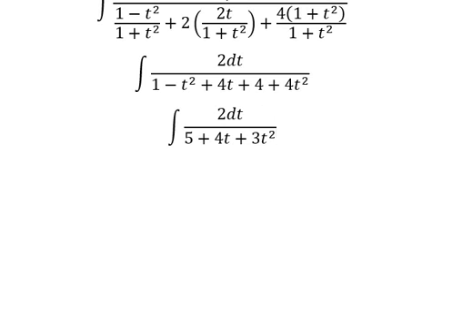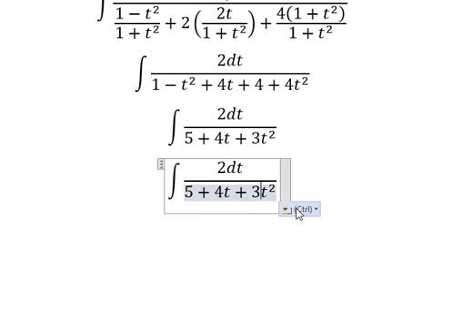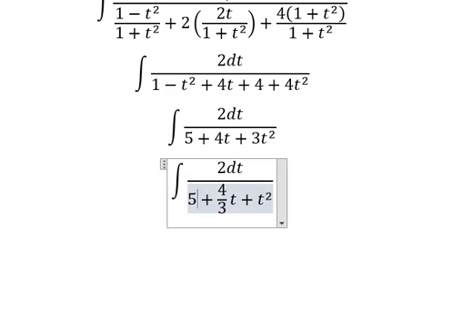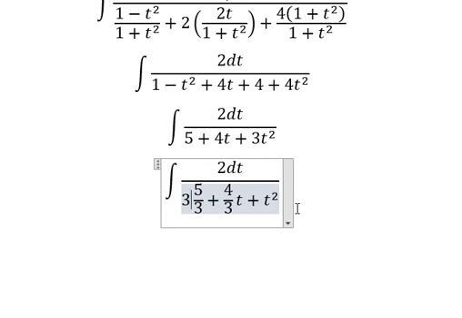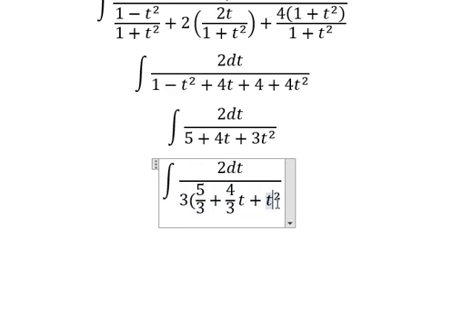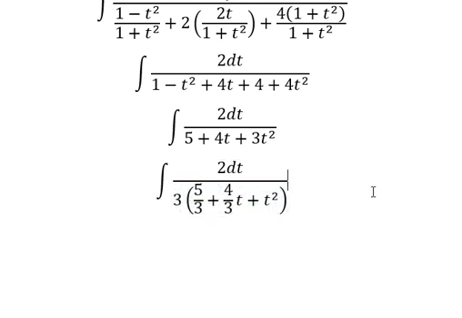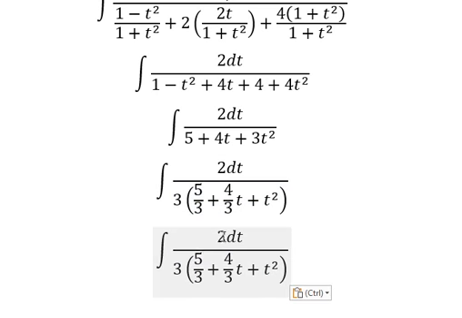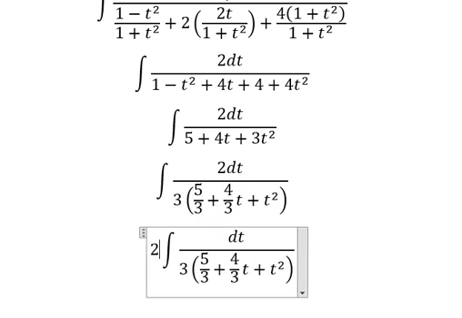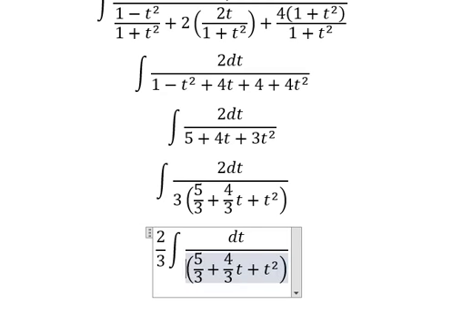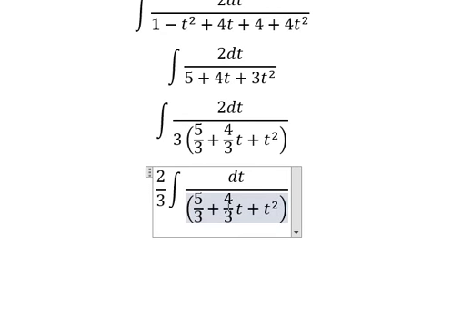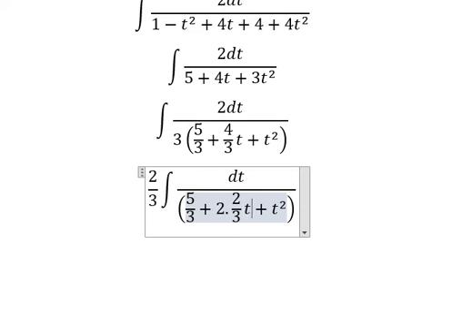Next, about number 3, we can do factorization in here. So, number 2 and number 3, I will put outside. Next, about 4 over 3, that is number 2 multiplied by 2 over 3.